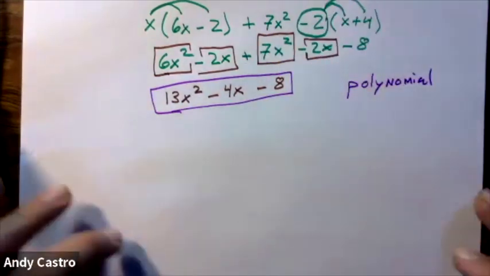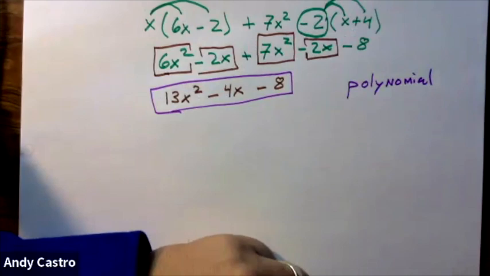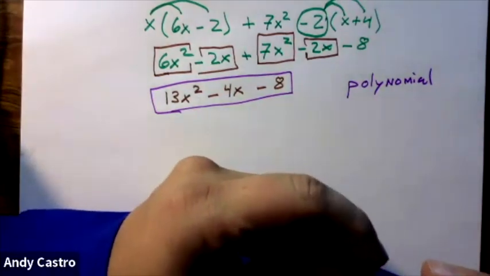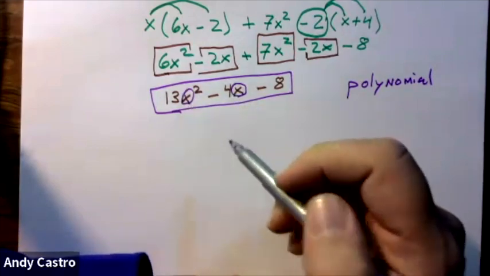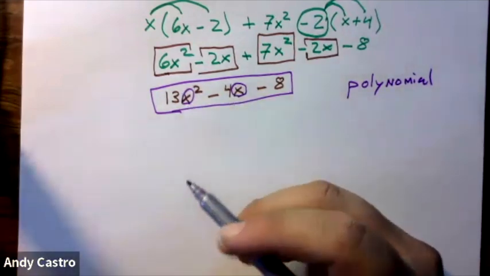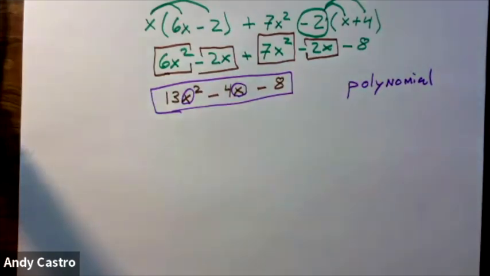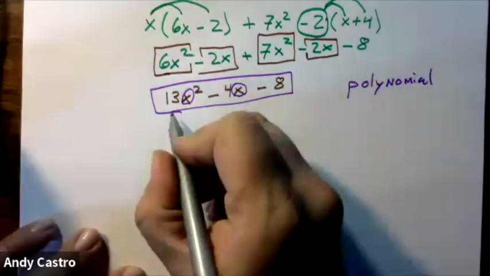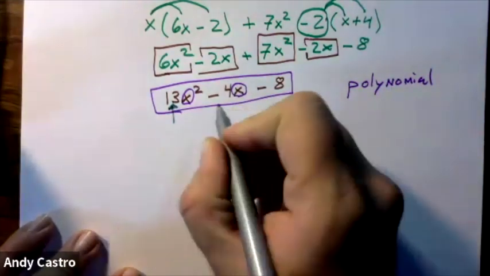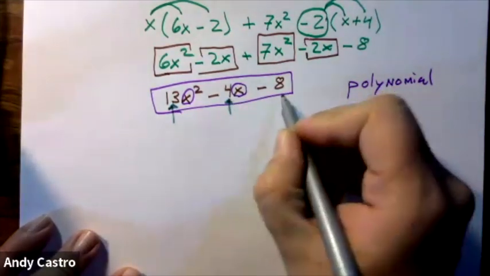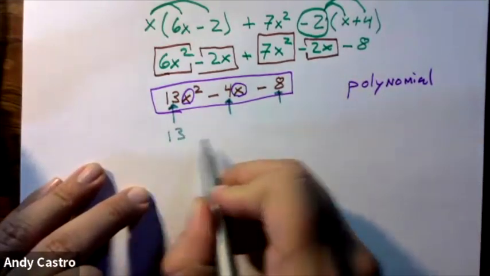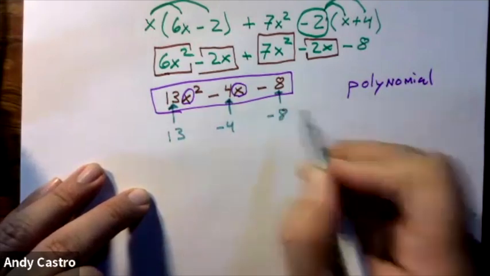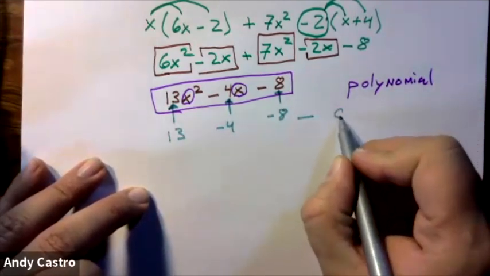It's a mathematical expression consisting of variables and coefficients, okay? Now, I mentioned the word yesterday. Now we're going to get a little bit into what those are. So here are your coefficients. Even 8 we can consider a coefficient. So 13, -4, and -8.